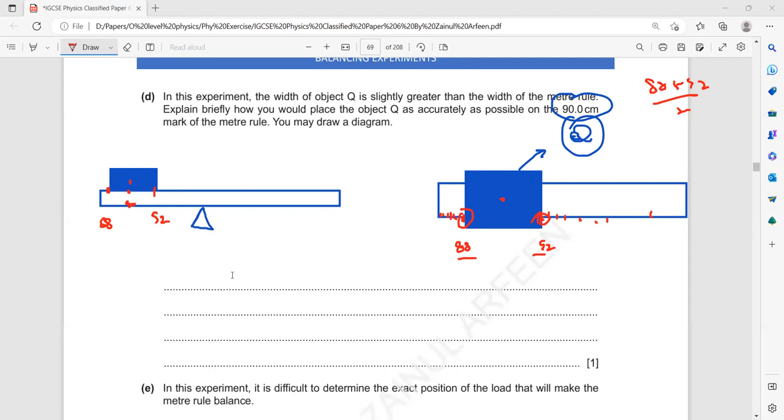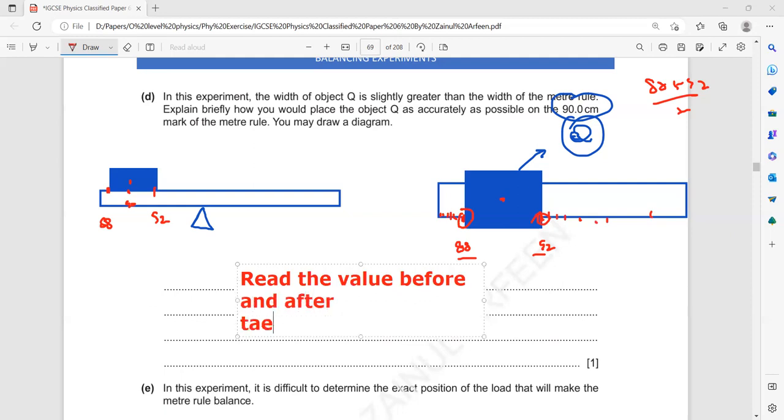So we will measure, read the values before and after, and we will take the average, and that should be 90. That's how we estimate that the center of this load is at the 90 centimeter mark.